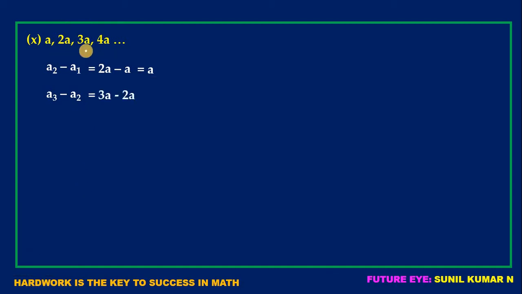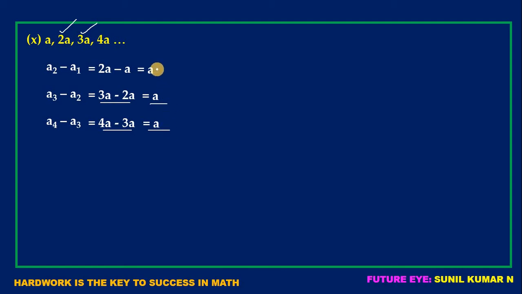Just look at the problem. In the problem, A3 is 3A and A2 is 2A. Hence, we have got here 3A minus 2A. Subtract 2A from 3A, we get A only. Next, find A4 minus A3. We get 4A minus 3A. Subtract this, we get A itself.